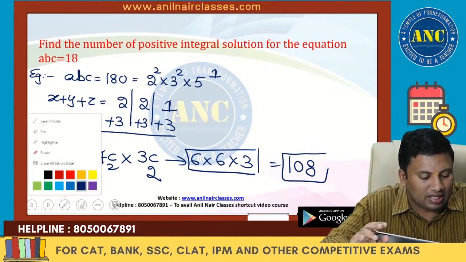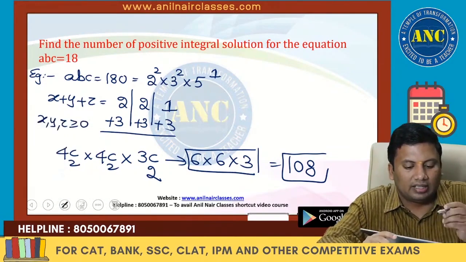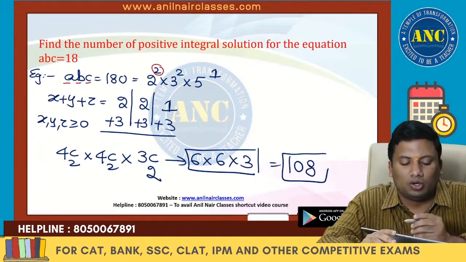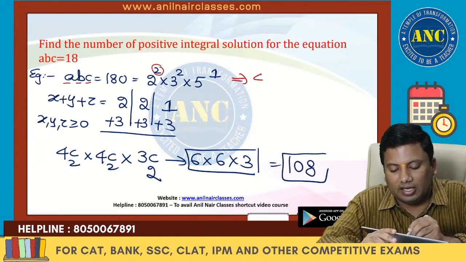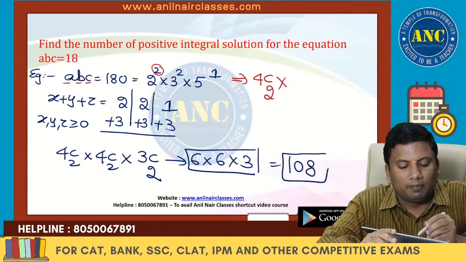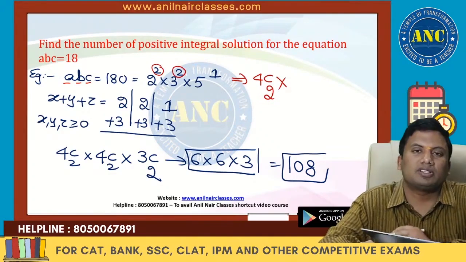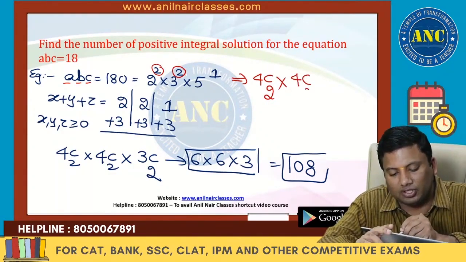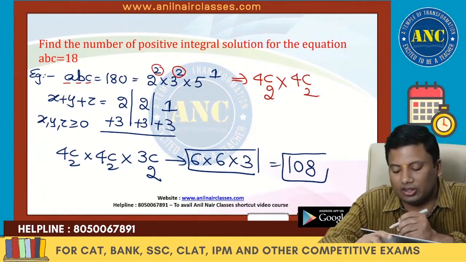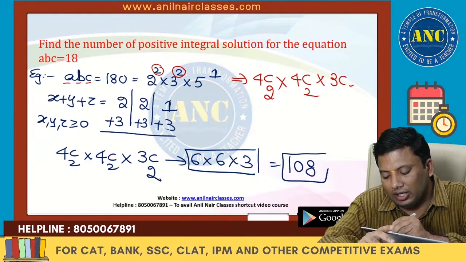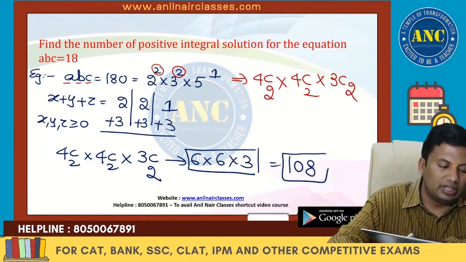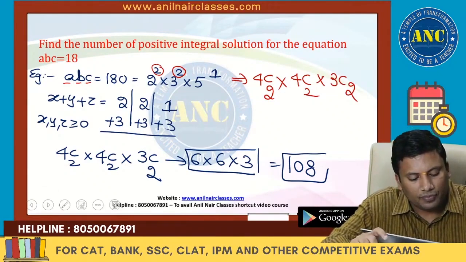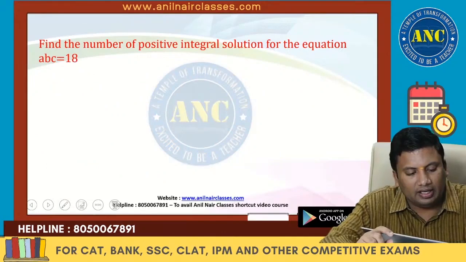Still you can save time, sir, by writing like this. Power is 2. How many variables are there? 3. 2 plus 3 is 5. Answer is nothing but 4C2. Power is 2, 3 variables are there, 2 plus 3, 5, again 4C2. 1 plus 3 is nothing but 4, 4 is nothing but 3C2. 4C2 into 4C2 into 3C2. Answer over. Directly you will get the answer.